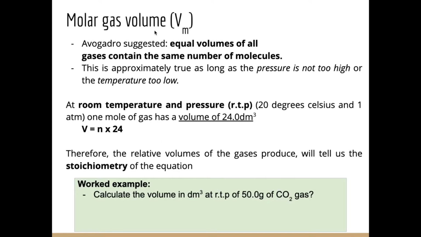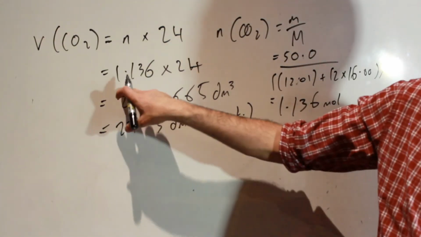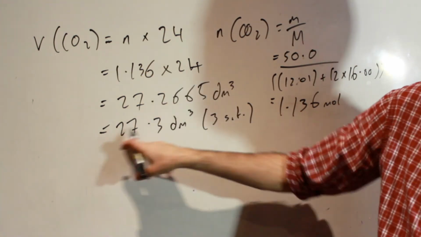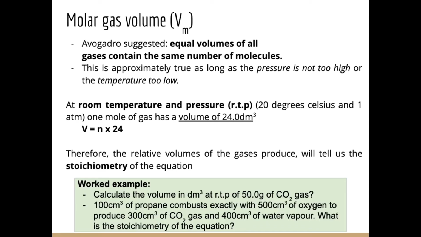So based on this idea of the molar gas volume, if all gases at room temperature and pressure will take up 24.0 decimeters cubed, and if we have 1.136 moles of gas, we just multiply that by that constant and we get our answer. That's how we determine the volume of a gas. What about working out this stoichiometry of the equation given relative volumes of gases?